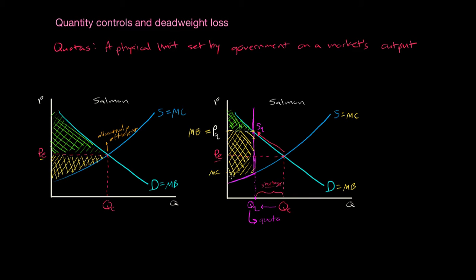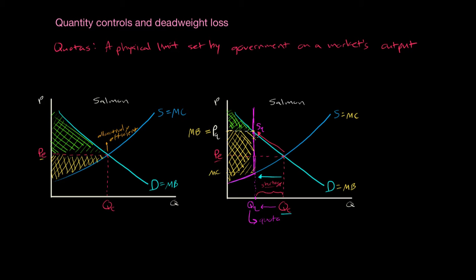So are all fishermen better off because of this quota? Well, definitely not. There's many fewer fishermen able to catch fish now. You can see the quantity supplied decreases because of the quota. Certainly many fishermen would be better off if they were legally allowed to participate in the market and catch up to QE salmon. However, the total effect on surplus, the total effect on welfare in this market is clearly negative.